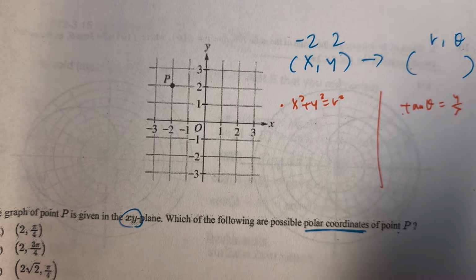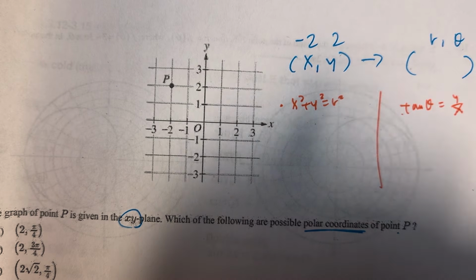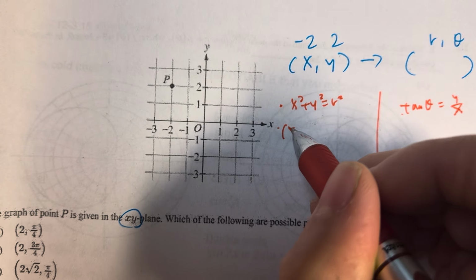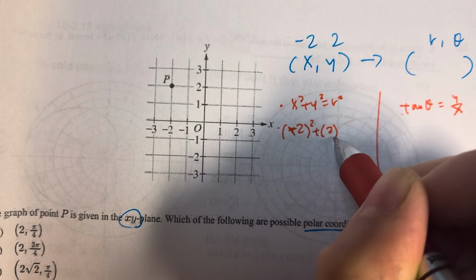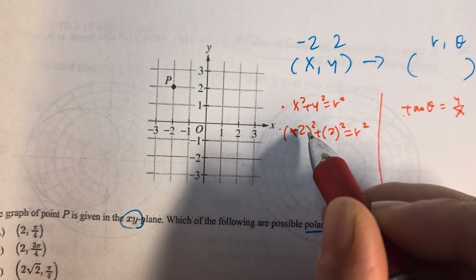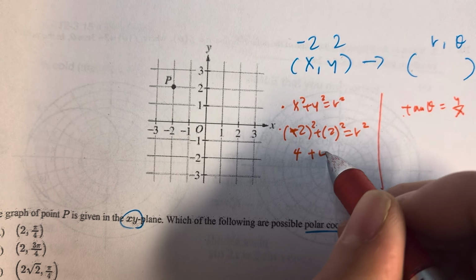Okay, let's plug it in. X, -2 squared, plus y, 2 squared, is equal to r squared. -2 squared is 4. Be careful, not -4. 8 is r squared. R is going to be the square root of 8, which you've got to reduce. You've got to simplify it. R is 2 radical 2.